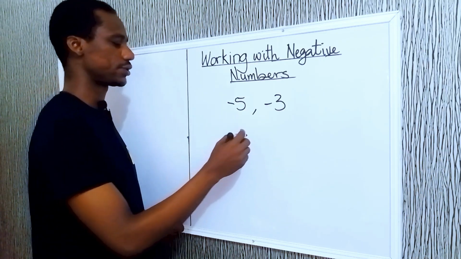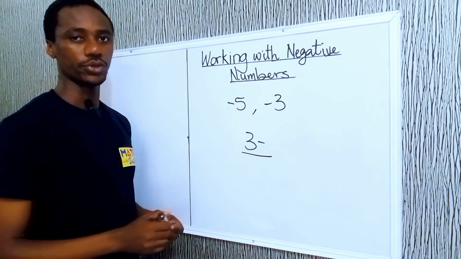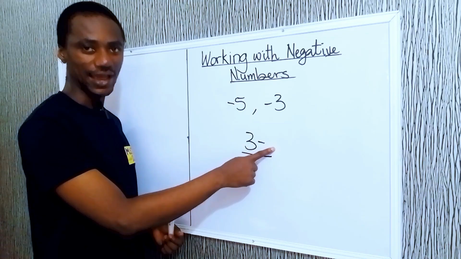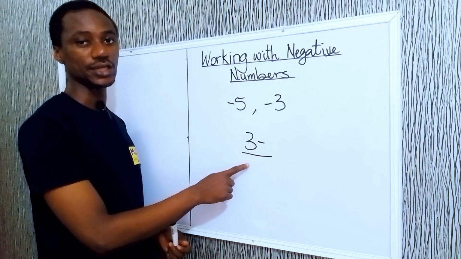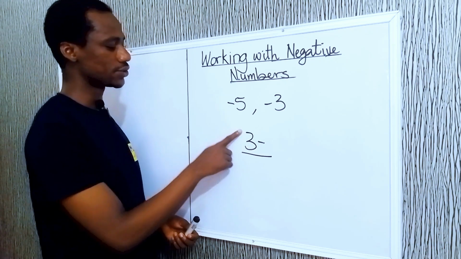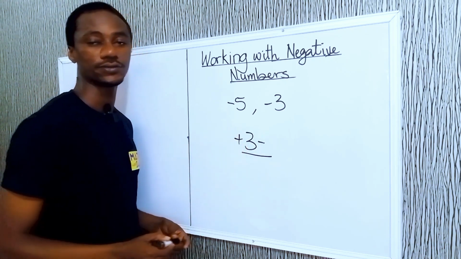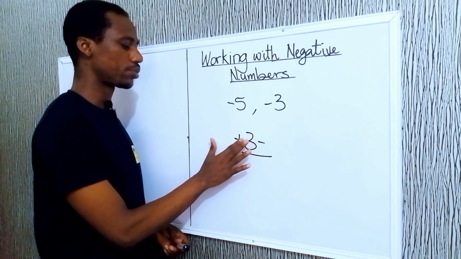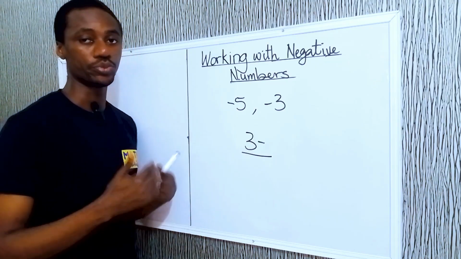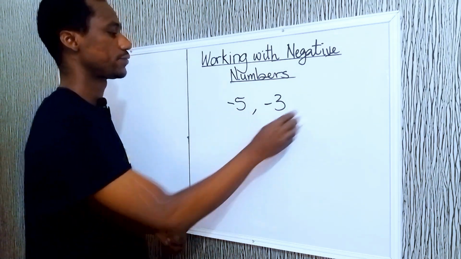Don't confuse this. This is not a negative number because it does not have a negative sign before it. Though there is a minus sign after it, this does not make it negative. So this is a positive 3. Once there's no negative sign before the number, you know the number is positive. We don't need to write plus to identify positive numbers, but negative numbers must be preceded by a negative sign.